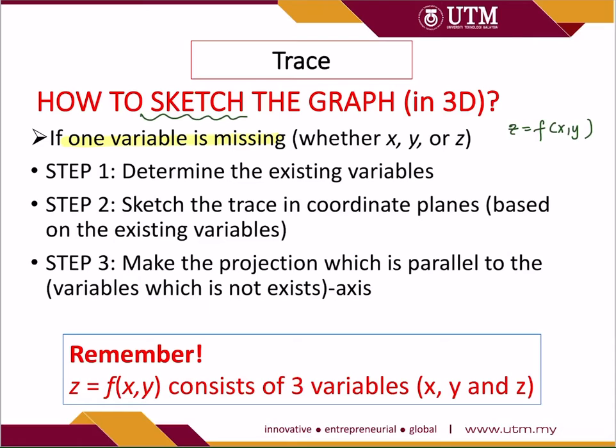Okay, so if one variable is missing, let's say we only have, for example, z equal to y squared minus 1. Meaning that we know that from here x is missing. Okay, or we have an equation like y squared equal to x plus 2. In this case we know that this is 3D but z is missing.